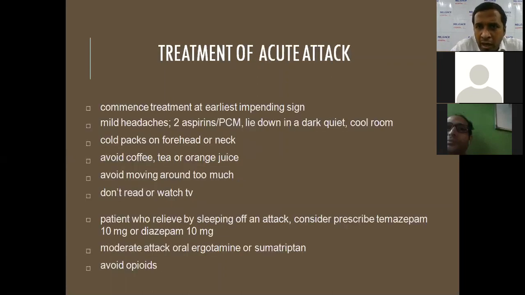So aspirin or paracetamol works well in an acute attack. Cold packs to the neck and the forehead. You avoid tea, coffee, orange juice. Avoid moving around. Avoid reading. And avoid watching a lot of TV. A lot of patients prefer to sleep off the attack. So you could give them a small dose of benzodiazepines. In India, I prefer giving clonazepam. It works very well. They can just sleep off the headaches. And if it's a moderately severe attack, you can give an ergot or a triptan. And as far as possible, we avoid opioids because of the risk of medication overuse for these patients.